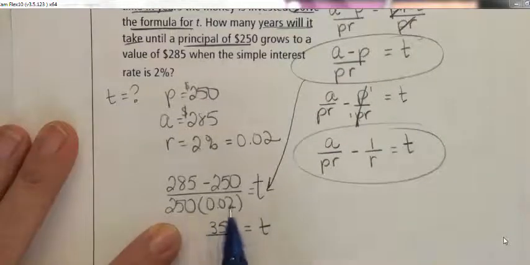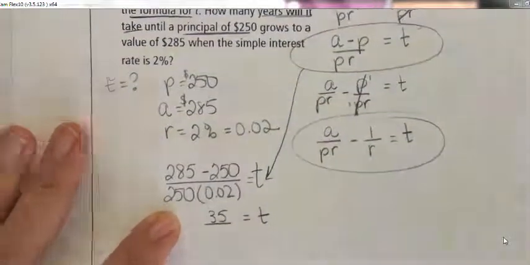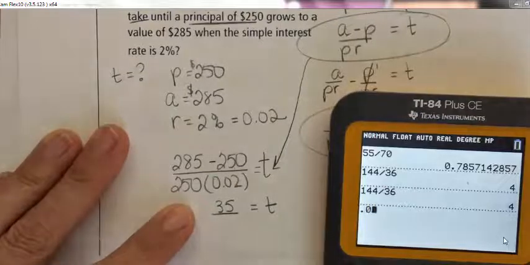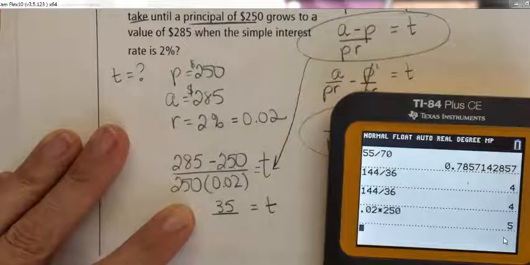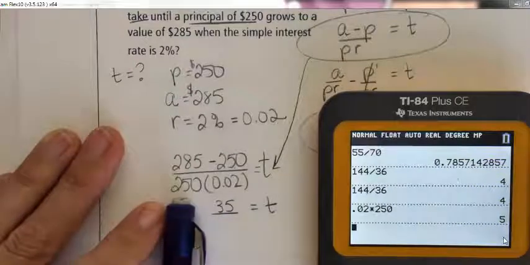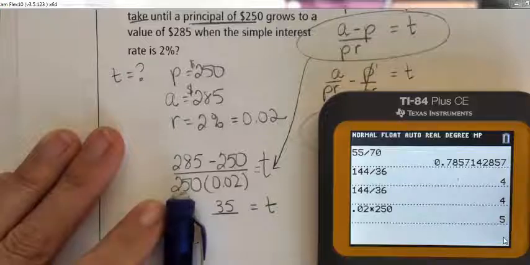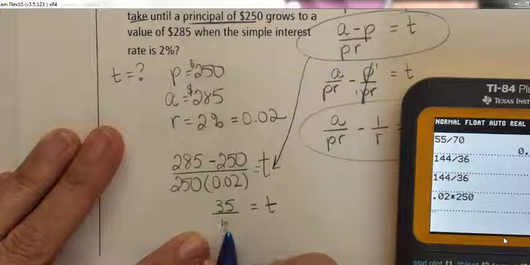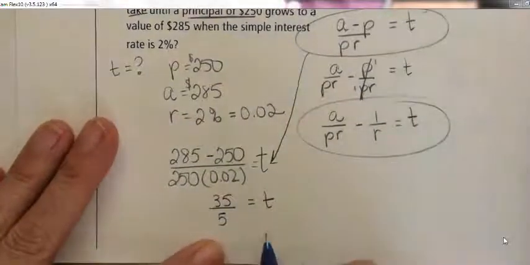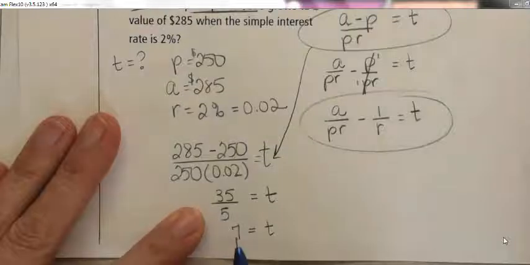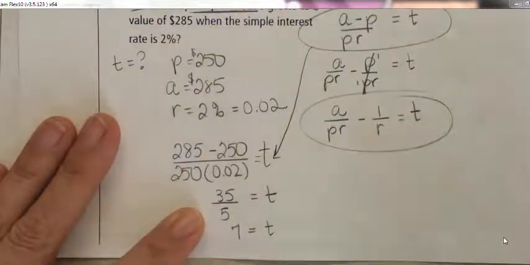And now, I guess the question is, what is 2% of 250? So I can go 0.02 times 250 is 5. I could have also thought about what's 1% of 250, which would be 2.5, and then double that. But either way, it's 5. So here the time is 7. I think that's 7 years. Let's make sure that time is happening in years.